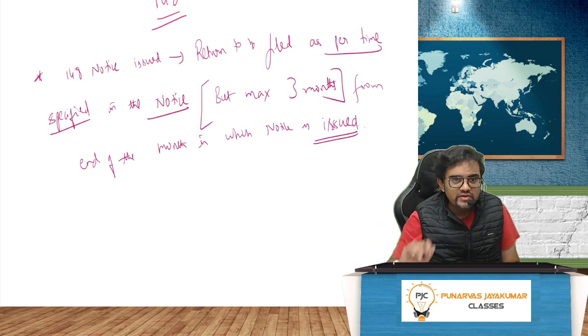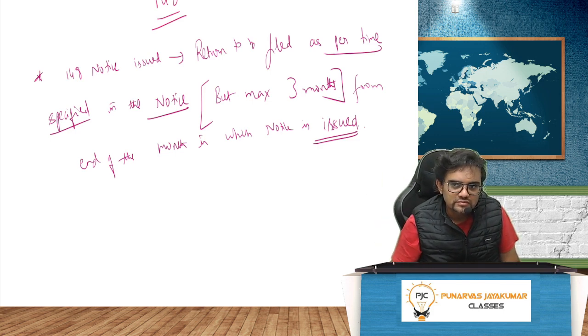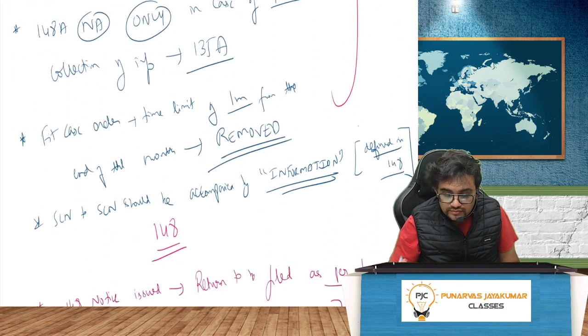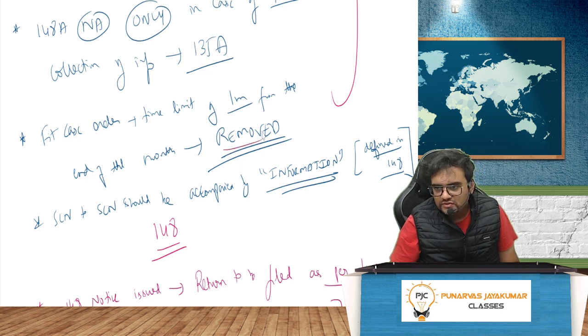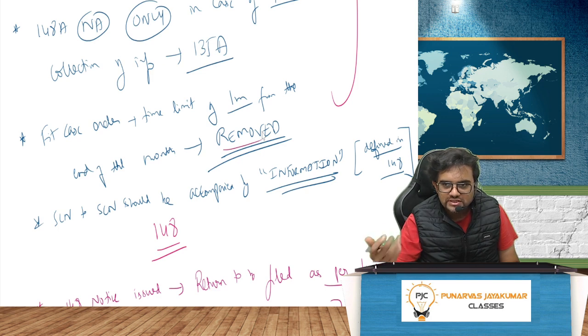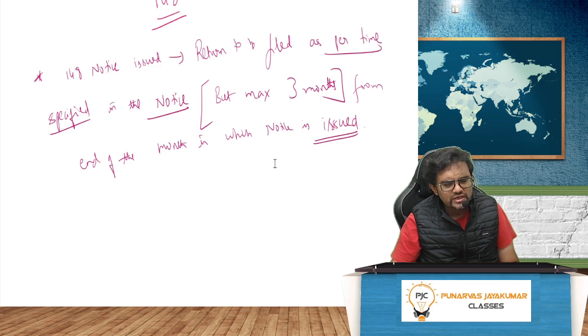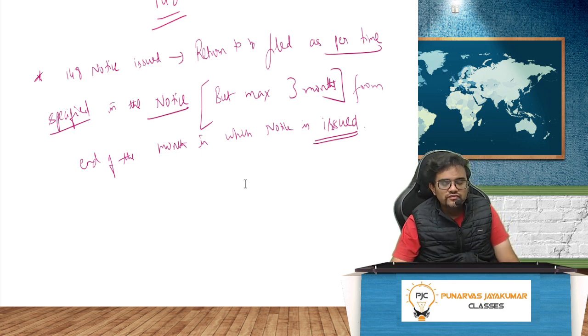I can give one week also, enough. 1 week, 8 days. First of all, this 148A notice also, I'll specify in the notice. One month from the end of the month and all is not there. Fit case order I will pass, that's all. And now I will send that 148 notice and ask you to file the return of income. It can be within 1 week, 10 days, 15 days, 20 days, no problem. Maximum 3 months from the end of the month in which notice is issued.